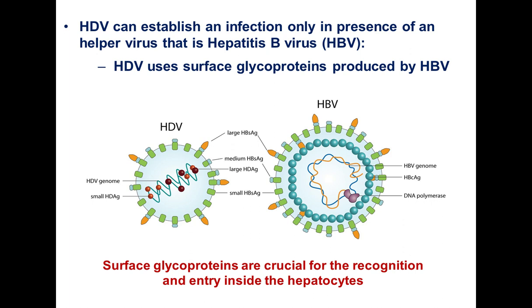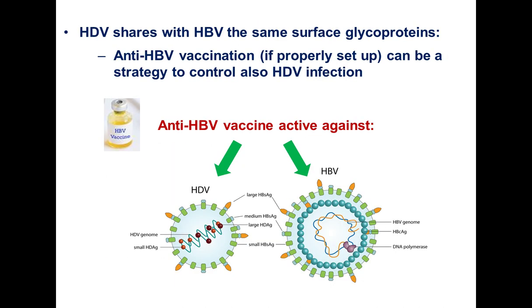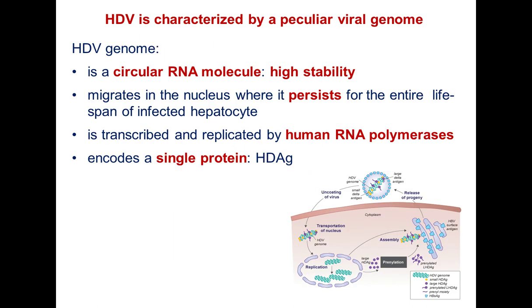Indeed, HDV uses the surface glycoproteins that are produced by HBV to infect the hepatocytes. This means that HDV and HBV share the same surface glycoproteins, and this in turn means that anti-HBV vaccination can be active also against HDV.